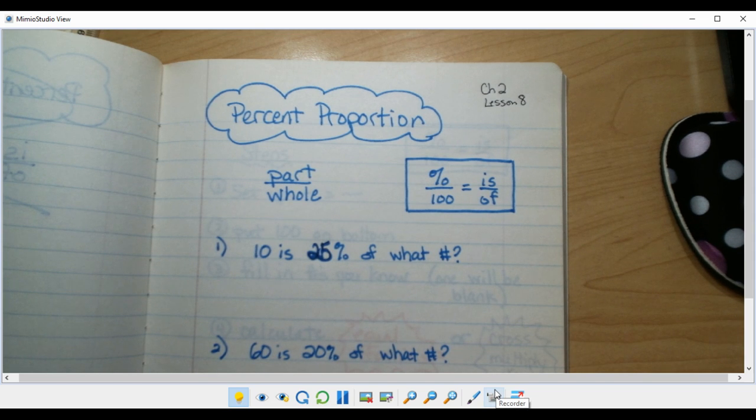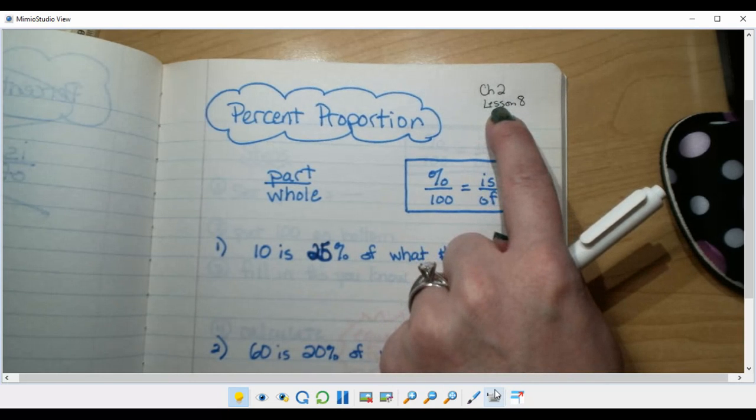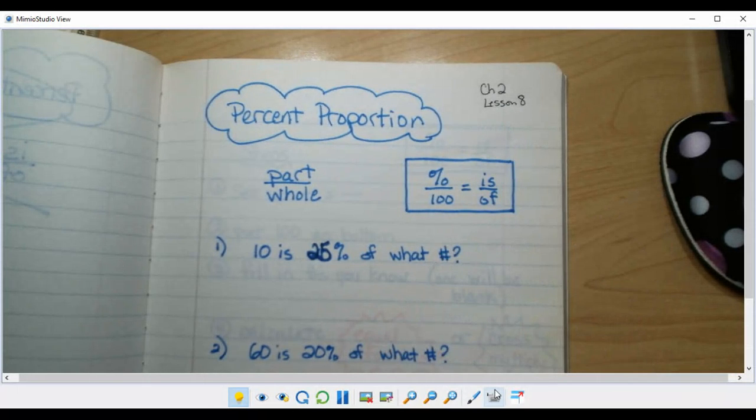So we are going to wrap up this chapter today with the percent proportion, which sounds like a really big deal, but it's not all that different from what we've been doing. And there's a formula and there's steps that work every single time. So if you need to know this, this is chapter 2, lesson 8, if you're looking anything up online or in your book. A lot of these can be done as equivalent fractions.